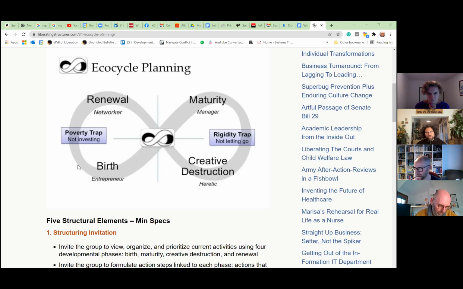And there are these traps on the extremes, though. When new ideas in renewal don't have the energy or the time invested in them, they fall into that poverty trap. I've got this great idea. It could change the world, make me rich, solve cancer, end world hunger, create world peace, but I don't put any time and energy into it. It's stuck in a poverty trap. I don't have the resources it needs.